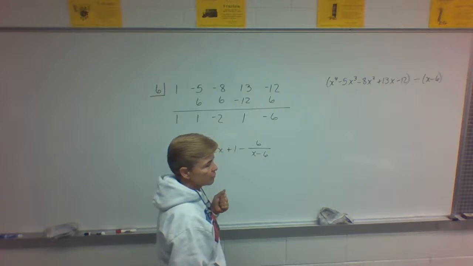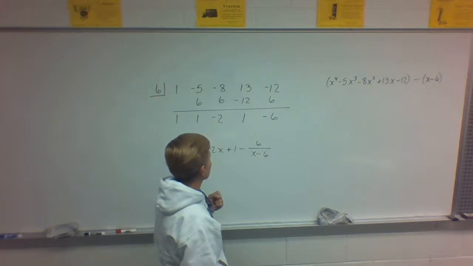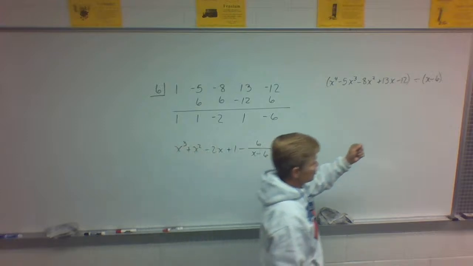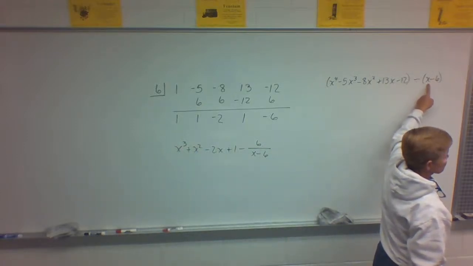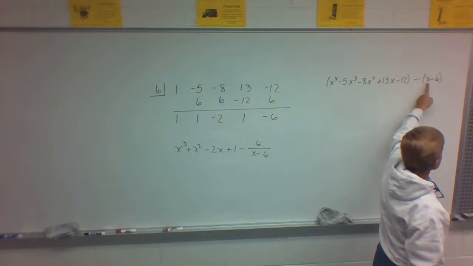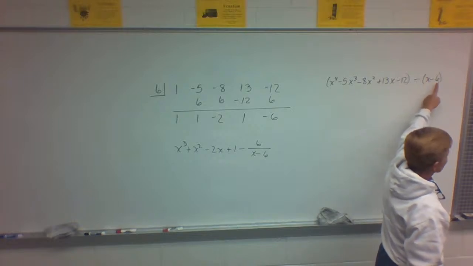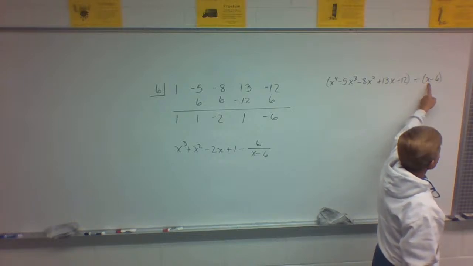Everybody clear? How come you made the 6 positive over on what you divided by, not the negative 6? Because that's the value that makes this 0. 6 minus 6 is 0. So the value of x you put in the box is what makes this 0, which would be 6. In other words, the opposite.